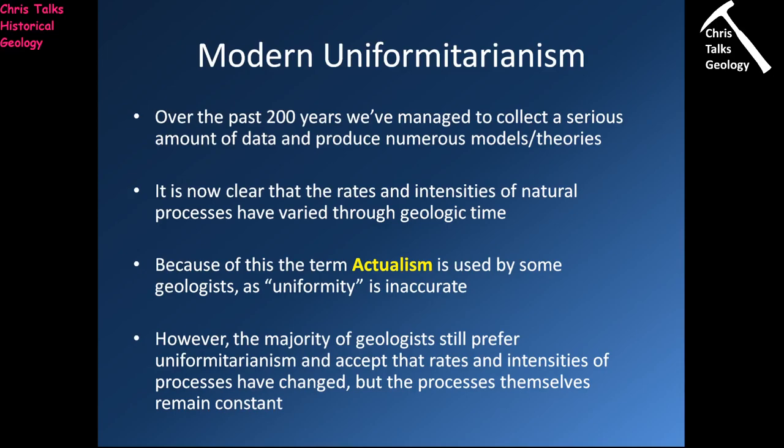And so uniformitarianism has actually been replaced by actualism. So actualism is essentially stating, yes, if it's happened now, it's happened in the past, but the rate is variable. Actualism is also referred to by modern geologists as uniformitarianism. So the pure uniformitarianism idea of Hutton has been tweaked ever so slightly. It's now called actualism, but geologists will still use the term uniformitarianism in place of actualism.